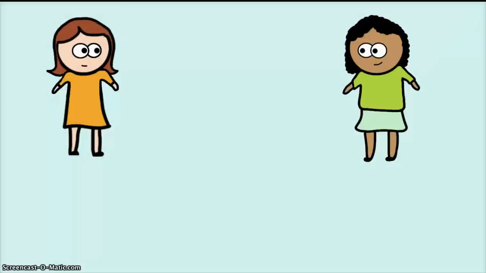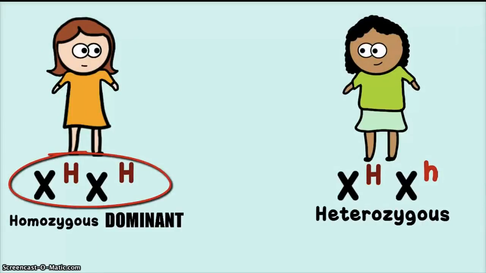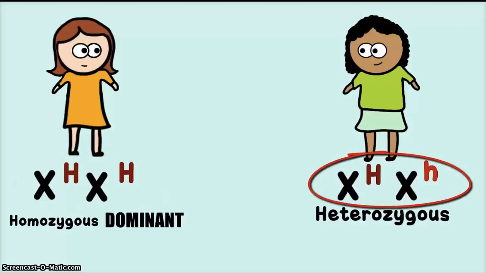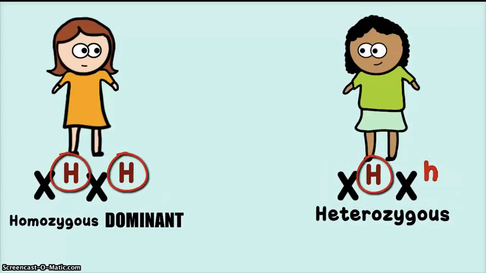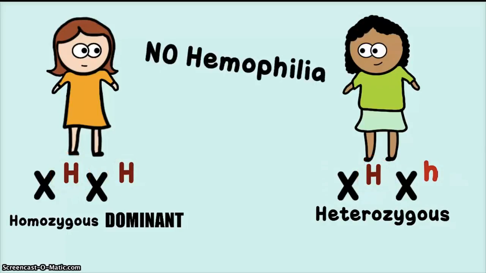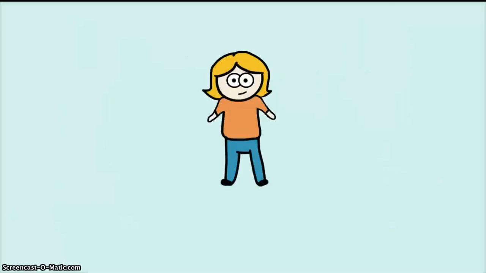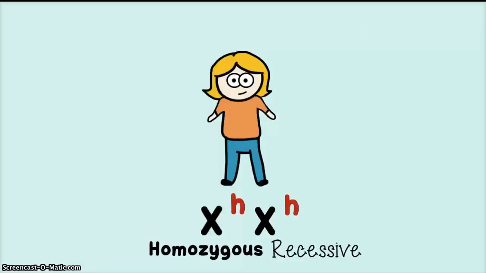A woman that does not have hemophilia could have the genotype X^H X^H, or X^H X^h. Because as long as she's got at least one dominant allele, that dominant allele will be what shows. So no hemophilia, since again, hemophilia is a recessive sex-linked disorder. The only way for her to have hemophilia would be the genotype X^h X^h, because only when there is no dominant present will that recessive show up, at least in this type of trait.